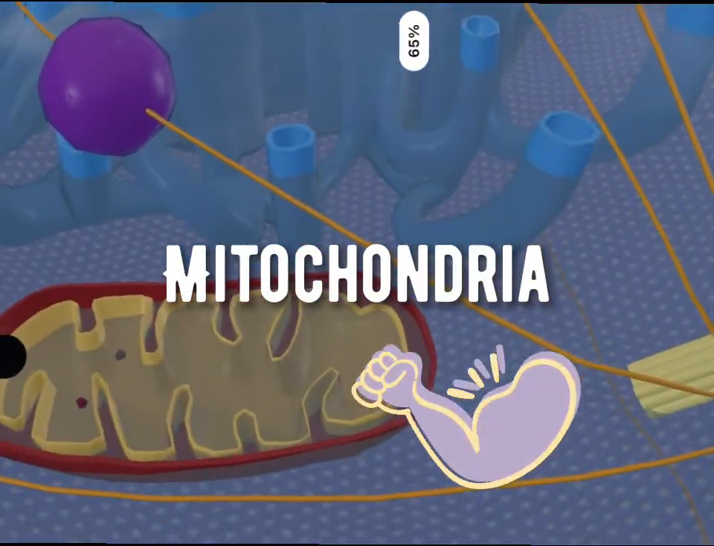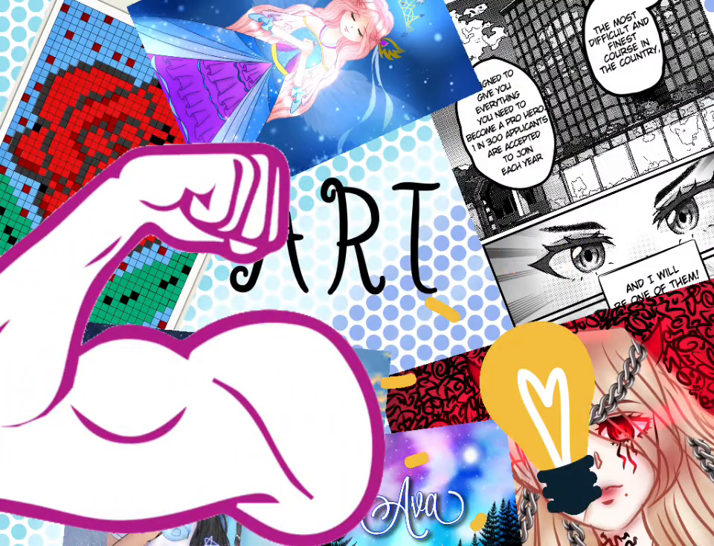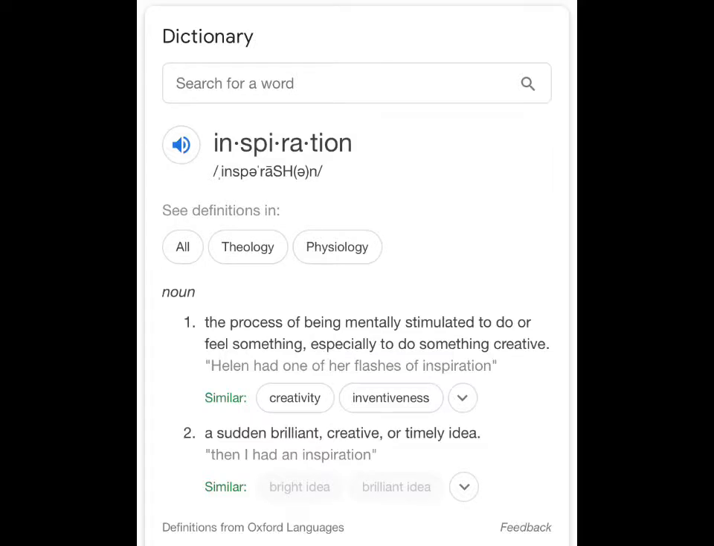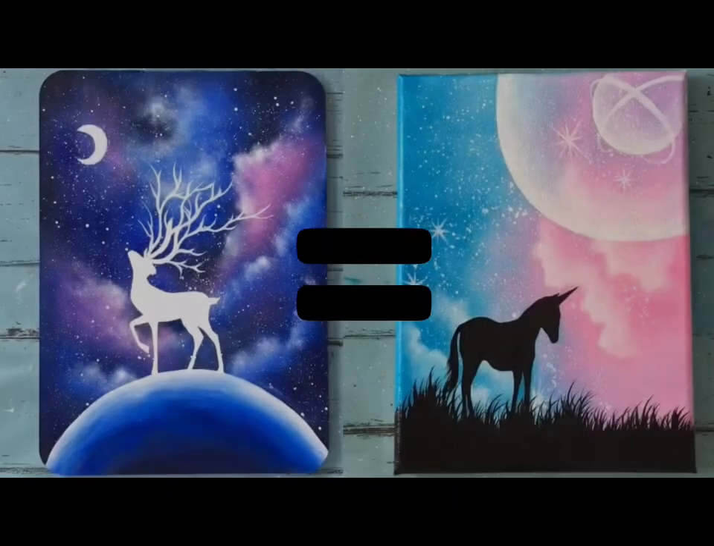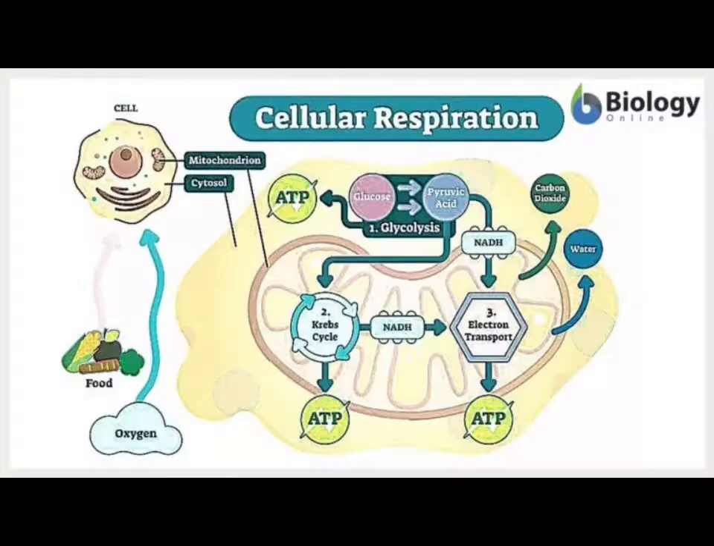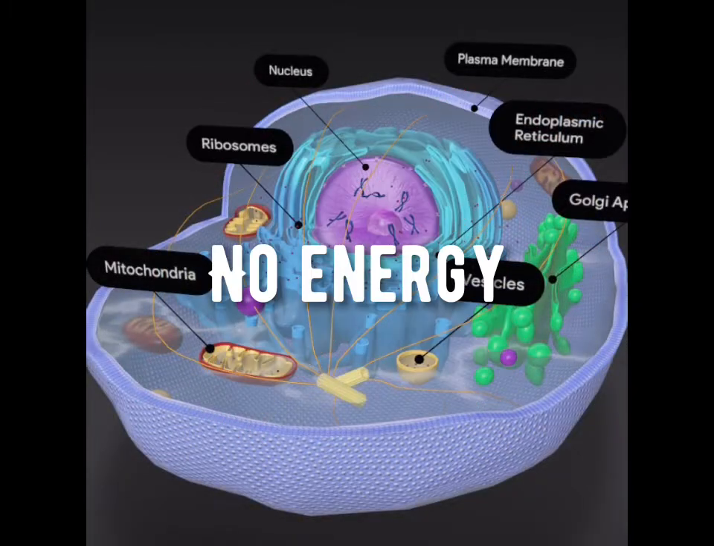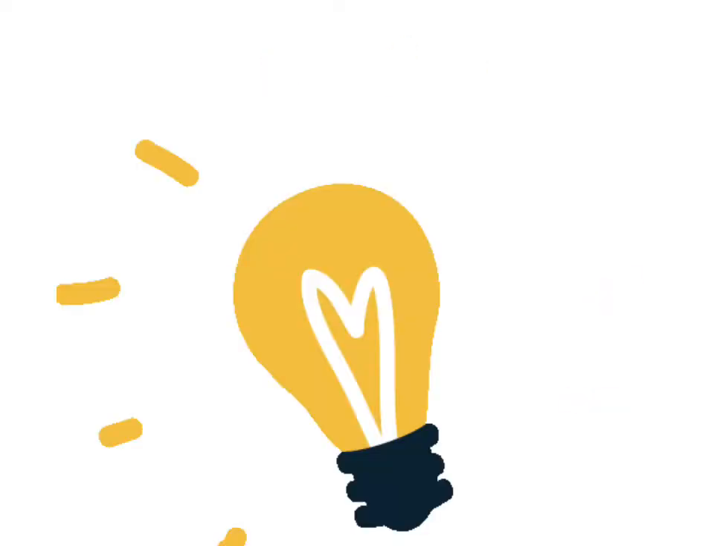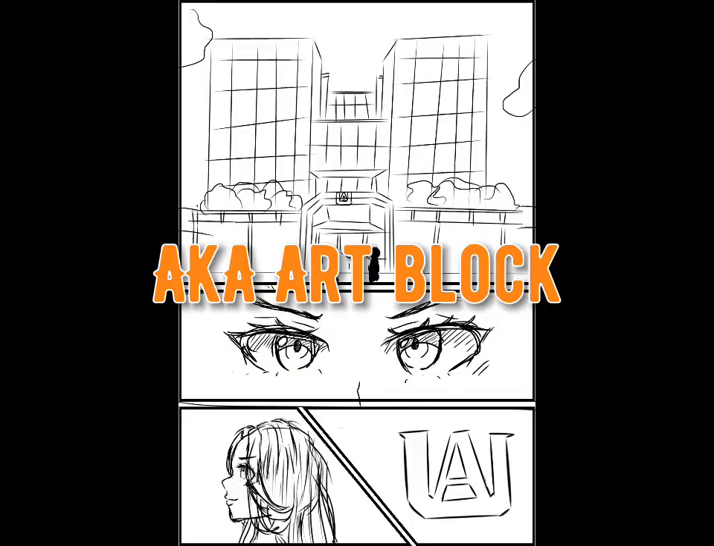Mitochondria is the powerhouse of the cell. It converts energy through cellular respiration. The powerhouse of art is inspiration, being mentally stimulated to do something creative or sudden amazing ideas is what creates an art piece. If the mitochondria stopped working, then the cell would stop working because it has no energy. If the inspiration is gone, then the art piece would stay forever unfinished because all the energy to make it would be gone.